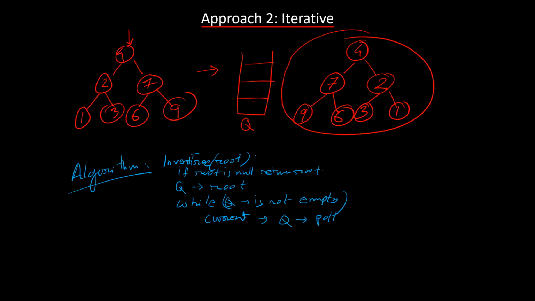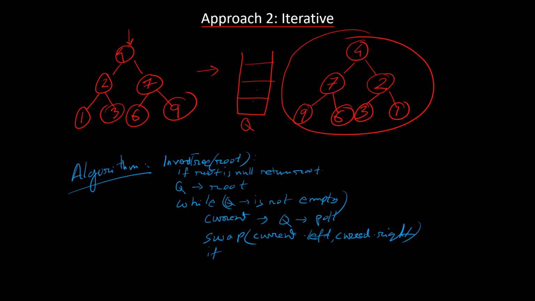Then we can swap current left with right. Okay, so this is a swapping here. So this is what we did here, right? So after pulling the 4 from the queue, then we did the swap of the children.